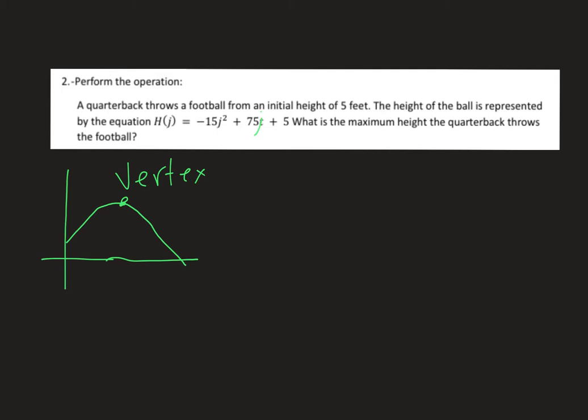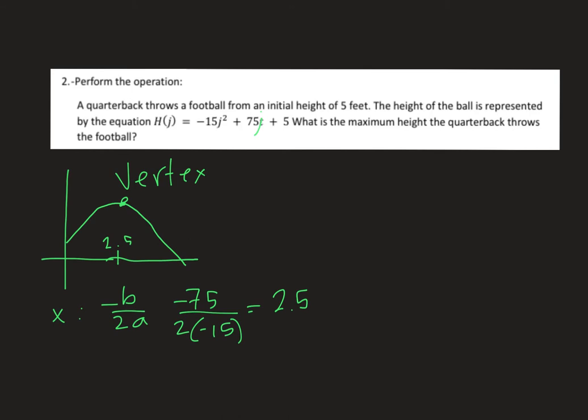So if we're going to find the vertex of this equation, we need to find the x value and the y value of the vertex. The x value of the vertex is negative b over 2a. So if I use the equation, we get negative 75 over 2 times negative 15. And if we do that math, negative 75 divided by negative 30 is 2.5. So that is the x value of our vertex.